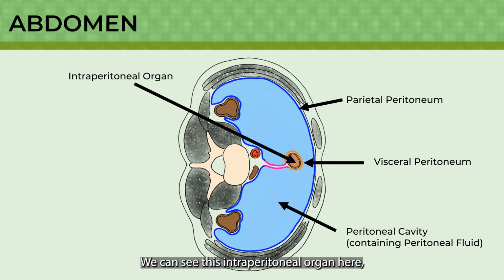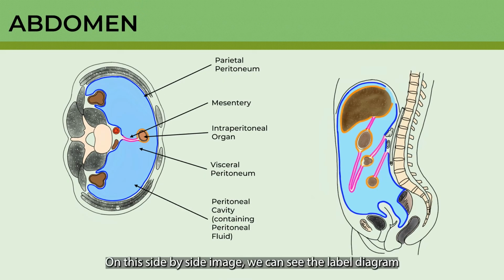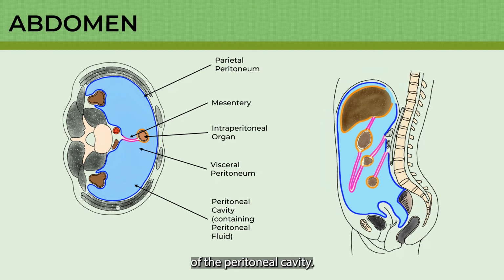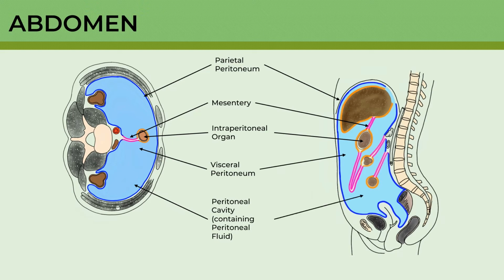We can see this intraperitoneal organ here, which we can probably assume is some small intestine. And this pink double-walled stalk here is the mesentery. On this side-by-side image, we can see the labelled diagram on the left of the transverse slice we have previously looked at. But on the right, we have a sagittal perspective, so we can appreciate the three-dimensional aspect of the peritoneal cavity. We have the parietal peritoneum, the mesentery, intraperitoneal organs, visceral peritoneum, and the peritoneal cavity as a whole containing peritoneal fluid.